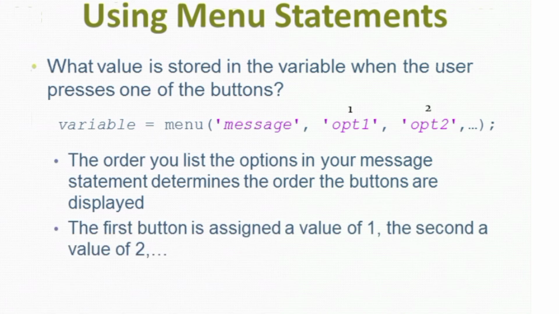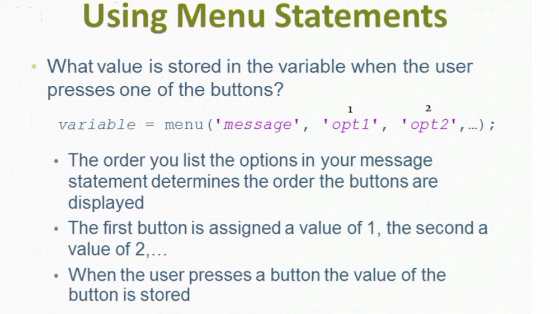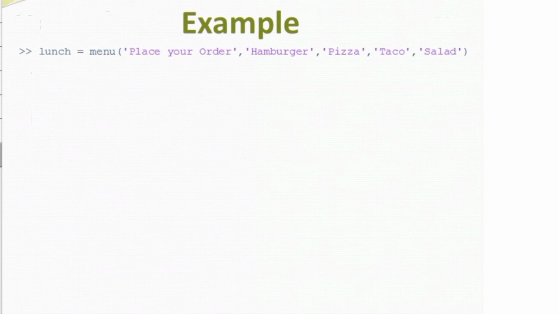And the way that those numbers are assigned is that the first button has a value of 1, the second button has a value of 2, and so on. So we count up by 1, starting with 1. So when the user presses, let's say, the button for option 2, the value of 2 will be stored into our variable. All right, so again, let's take a quick look at an example of a menu statement and see how this would work.